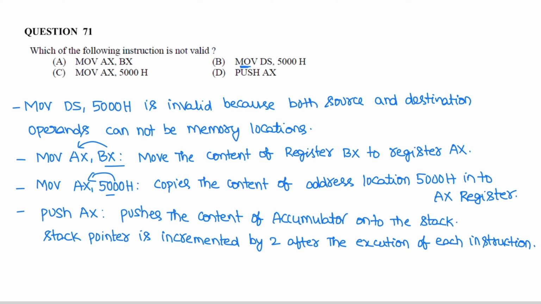Next is push ax, which pushes the content of accumulator onto the stack. Stack pointer is decremented by 2 after the execution of each instruction. So correct option is B, which is an invalid instruction. Rest 3 are valid instructions. So invalid, not valid. So this is B.